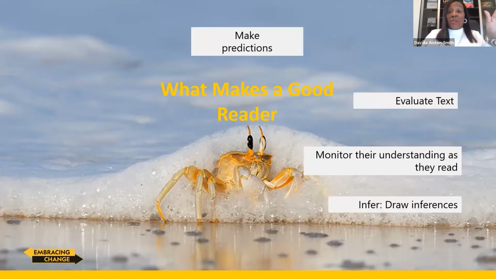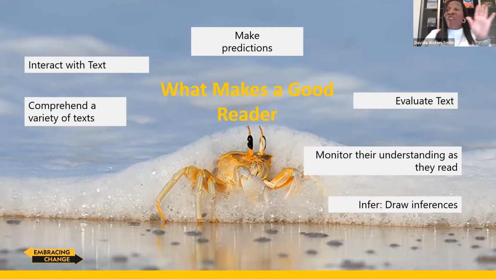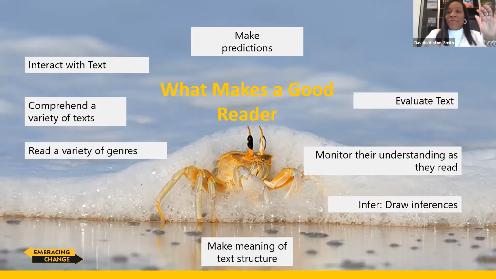They make predictions, so before they even read, they're able to activate their prior knowledge and make predictions. They interact with the text, so they can bring something to the text and then glean meaning and understanding from the text. They comprehend a variety of texts, not just fiction, and read different genres. They make meaning. I believe this is important. They make meaning of text structure, so they understand text structure.